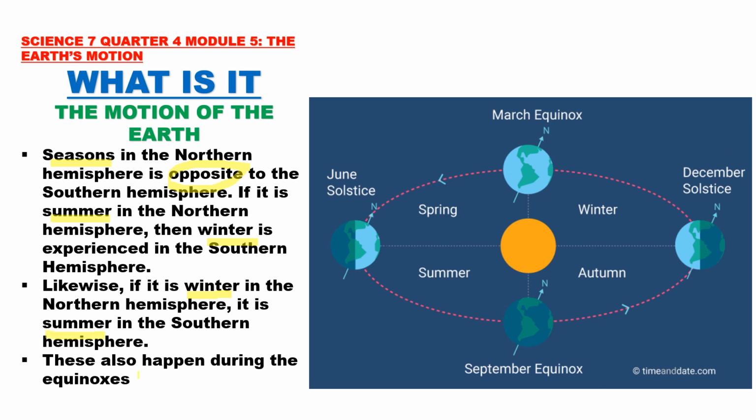This also happens during equinoxes. In the illustration, during the month of June, it is summer in the northern hemisphere. In the southern hemisphere, it is winter. After 6 months, during the month of December, the northern hemisphere experiences winter, while the southern hemisphere experiences summer. During the equinoxes, during the month of September, it is autumn in the northern hemisphere, while in the southern hemisphere, it is springtime. After 6 months, during the month of March, it is springtime in the northern hemisphere and it is autumn in the southern hemisphere.